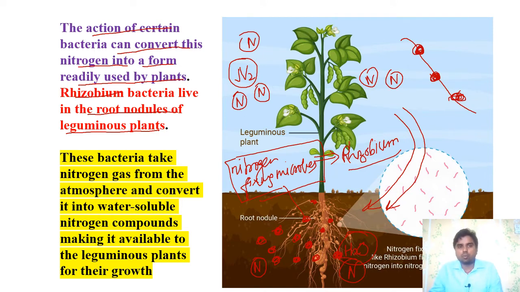They are known as root nodules. And this root nodule is the house of rhizobium. So rhizobium bacteria lives in the root nodule of leguminous plant. These bacteria take the nitrogen gas from the atmosphere and convert it into the water soluble nitrogen compound, making it available to the leguminous plant for their growth.